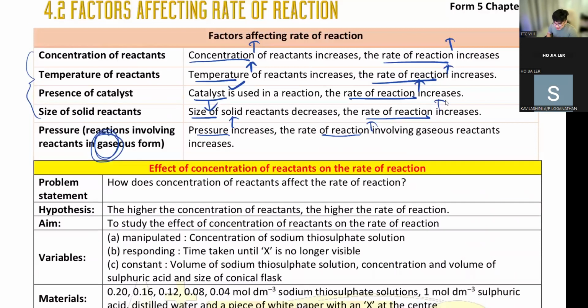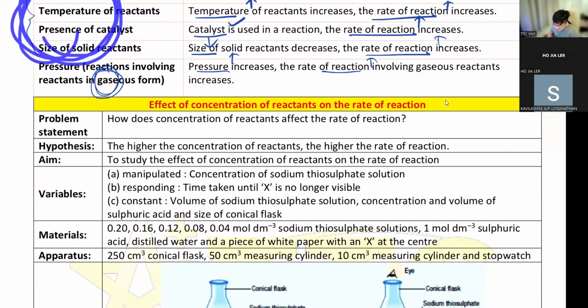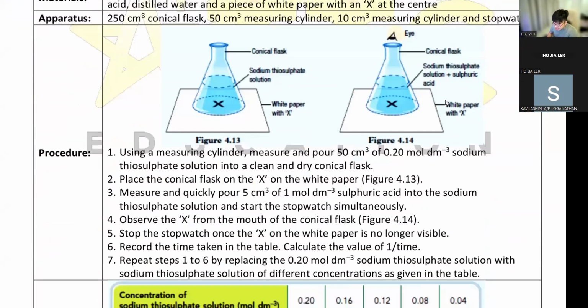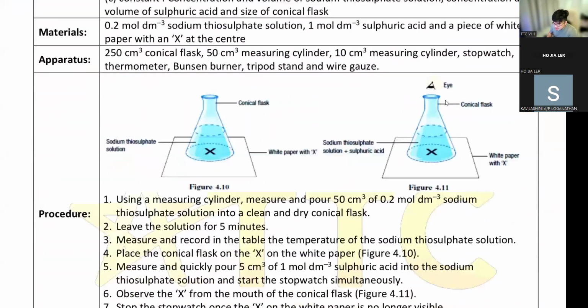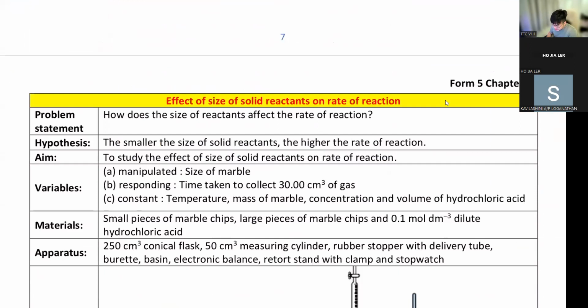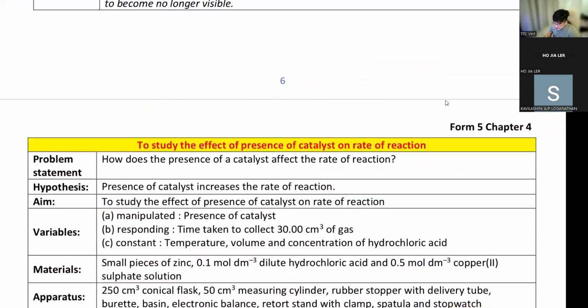Okay, so you have 5 factors. And usually pressure we ignore, because pressure is only for gas. So we have 4 factors. To test these 4 factors, we have 4 experiments. First experiment, concentration. Second experiment, temperature. Third experiment, catalyst. Fourth experiment, size. So we have 4 experiments, 1 for each factor. And this is very easy, guys.